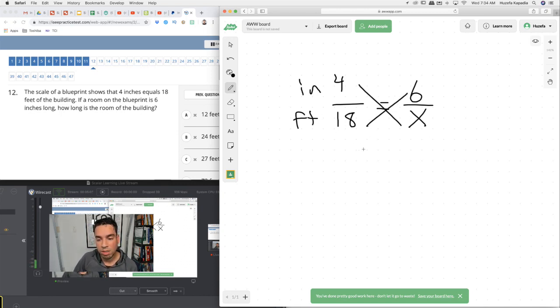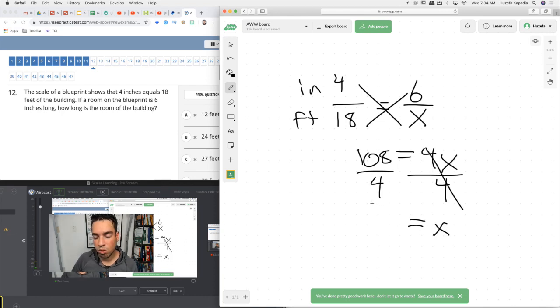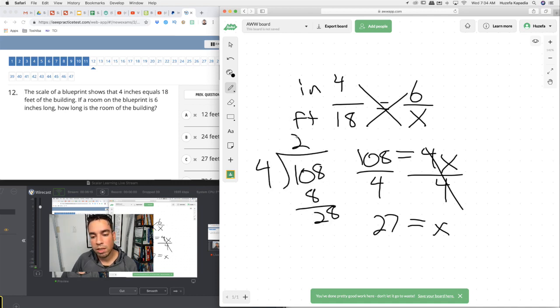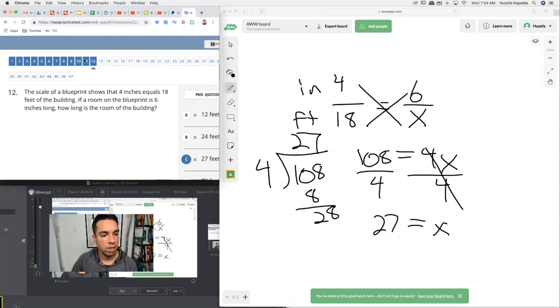We cross multiply 6 times 18. 60 plus 48 is 108 equals 4 times x. And then isolate. We divide both sides by 4. And this is 25, 26, 27. But if you're not sure, do the long division. 2, 8, and then it's 7. Okay, next.